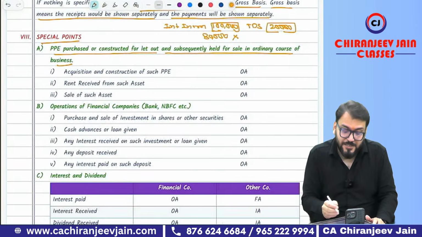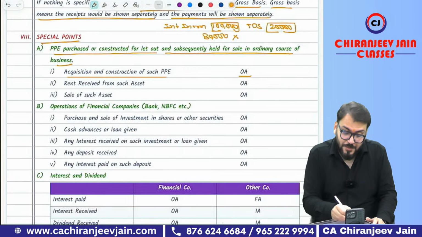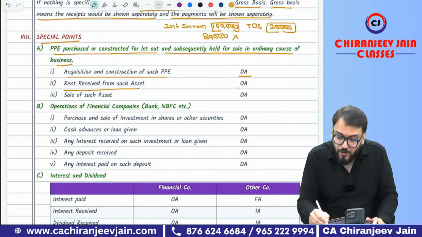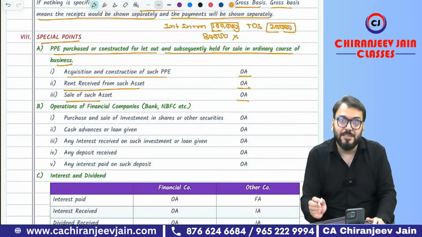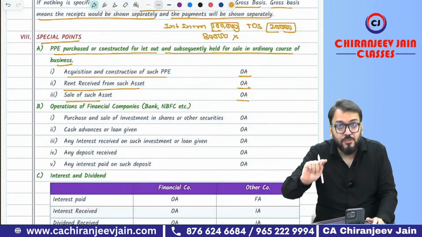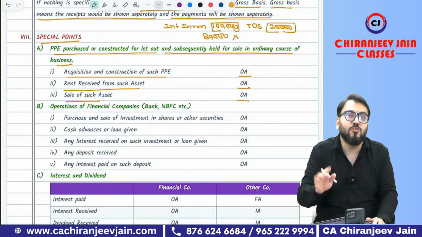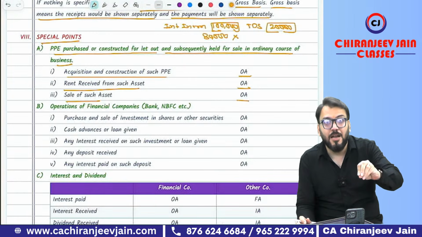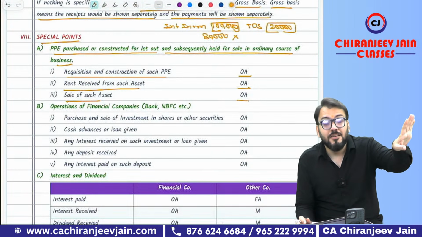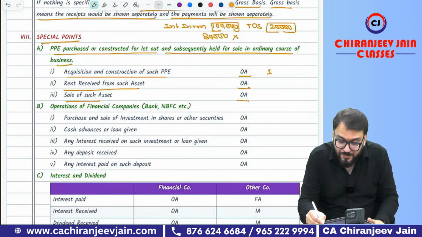Therefore, Ind AS 7 says any acquisition and construction of such PPE will be operating activities. Rent received from such asset will be operating activities, and sale of such asset will also be operating activities. Means any PPE which is initially let out and subsequently held for sale in the ordinary course of business. Understood? Got this point? Suppose I am using a camera and the camera is given on rent and that is never included in my inventory, for that camera this will be investing.